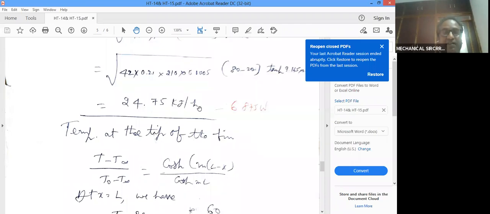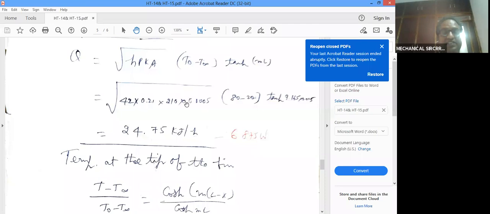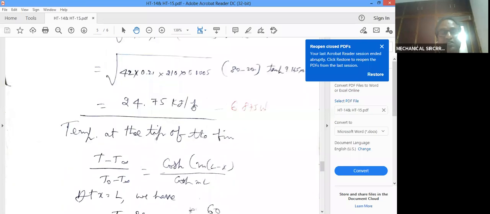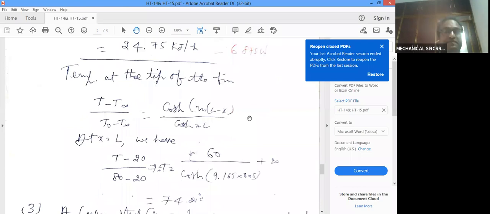Because here we have taken kilojoules, after getting the value we will get the heat transfer rate in kilojoules per hour only. If you want to convert into watts, joule per second, then 24.75 kilojoules per hour becomes 6.875 watts. That is joule per second. Like that you can calculate the heat transfer rate for this insulated fin.